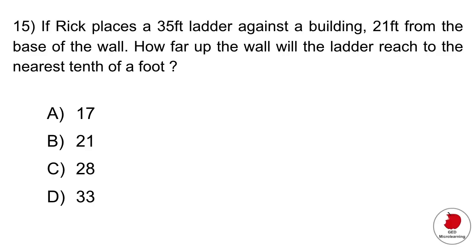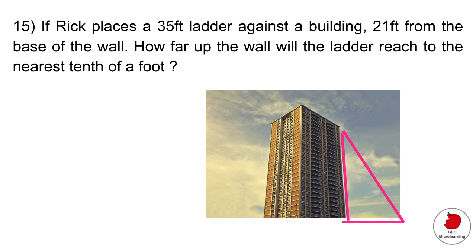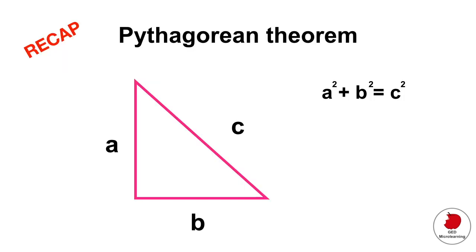Question 15. This is a question that involves the Pythagorean theorem. It says if Rick places a 35-foot ladder against a building, 21 feet from the base of the wall, how far up the wall will the ladder reach to the nearest tenth of a foot? So we have this building, and we're placing that ladder there, which is 35 feet. It's going to be 21 feet from the base of the wall, and they're asking us how tall this wall is. Here what they want you to remember is the Pythagorean theorem.